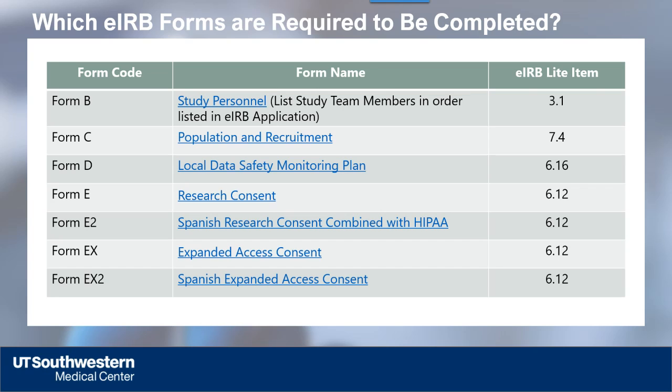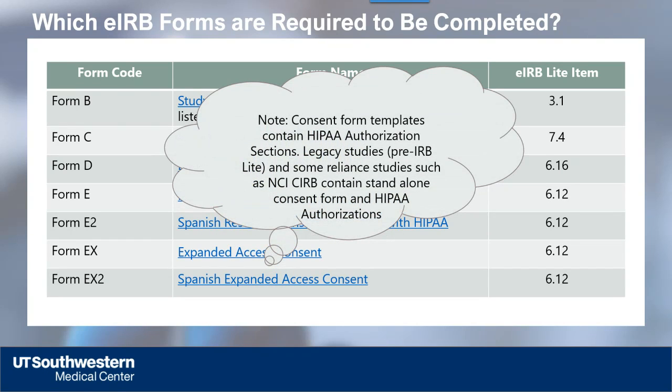In addition, keep in mind that our current templates are the combined consent and HIPAA authorization. Legacy studies or pre-IRB light studies, and some reliant studies such as the NCI CIRB, contain standalone consent and HIPAA authorization documents.